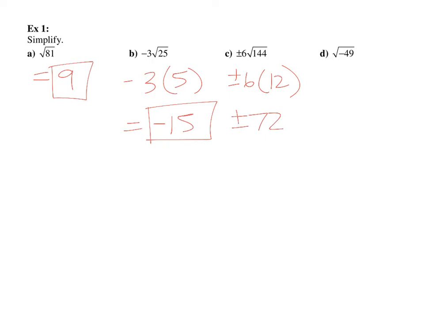That's positive and negative. And then we have the square root of negative 49. You cannot take the square root of a negative number. So you just say no real solution.